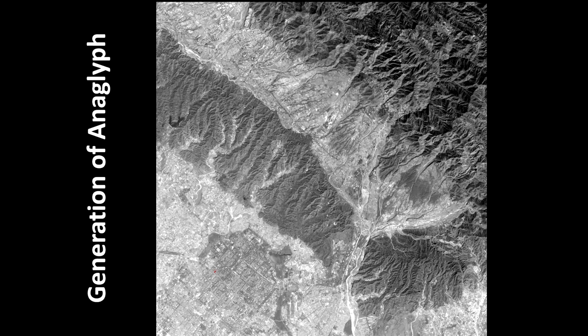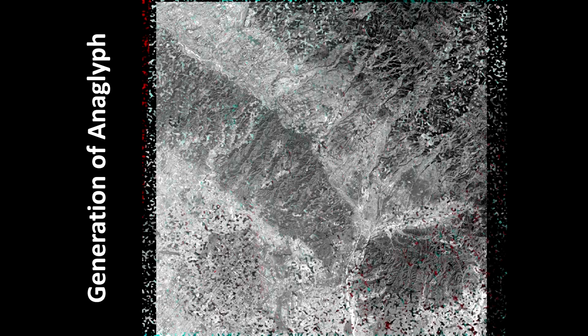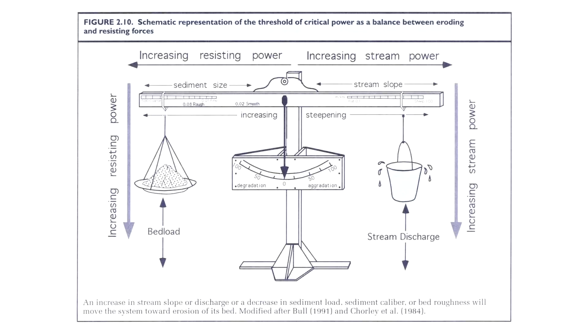Because in a 2D image, though it is very high resolution, you won't be able to differentiate between the uplifted areas or terraces and all that. To some extent you may be able to mark the terraces, but not at the accuracy which you can do with the anaglyphs.